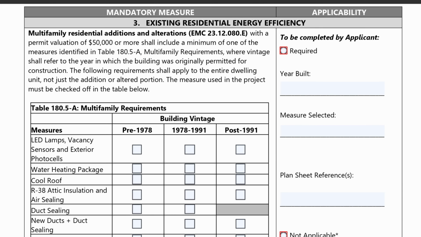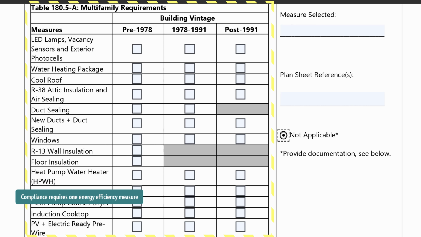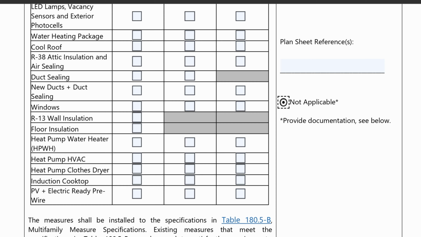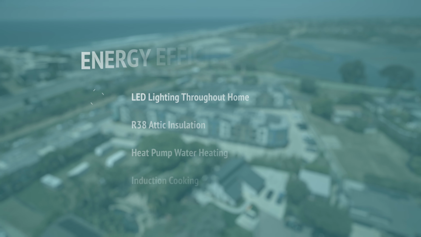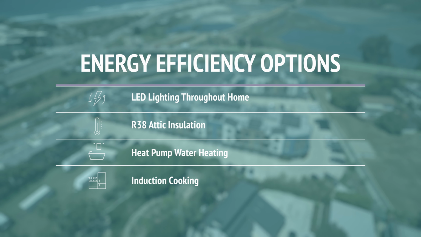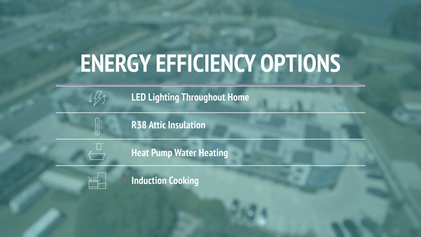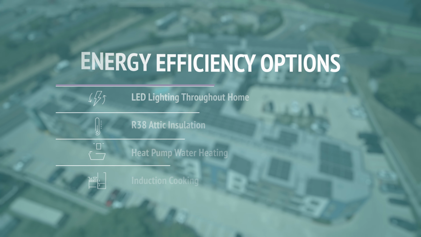Section 3 covers existing residential energy efficiency and is required if your project involves an addition or alteration with a permit value of $50,000 or more. To comply, your project will need to include one of the energy efficiency measures from Table 180.5-A, in addition to the state code requirements. Some of the energy efficiency options in the table include LED lighting throughout the home, R38 attic insulation, heat pump water heating, and induction cooking, to name just a few.